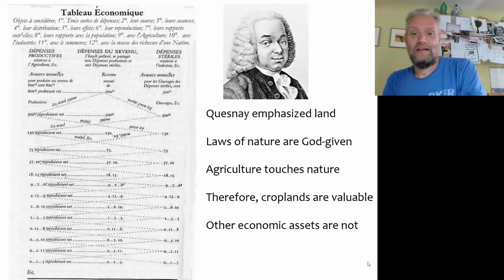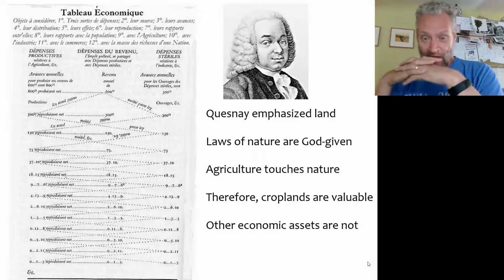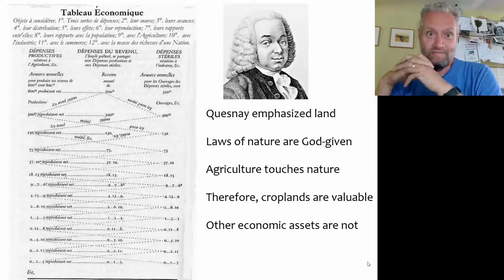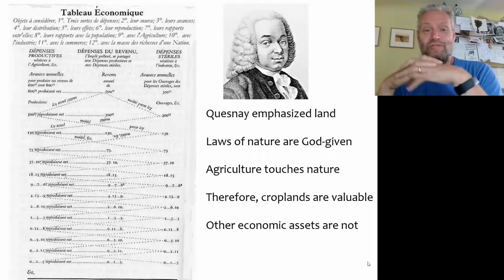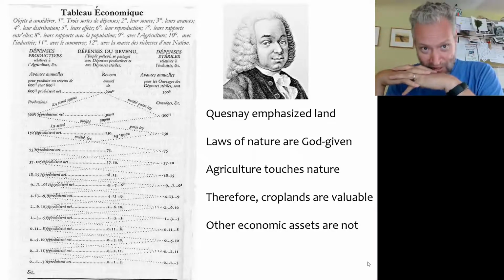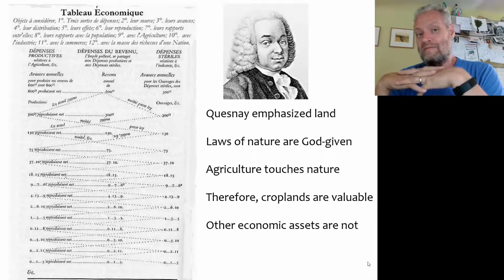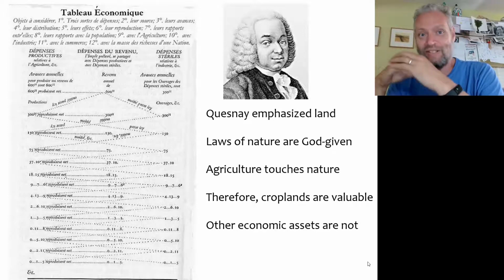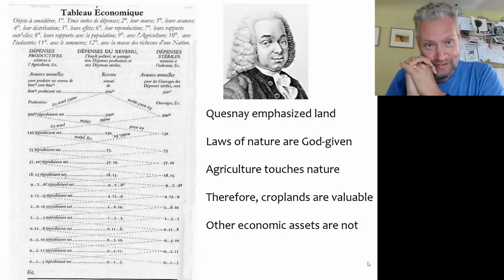Quesnay disagreed with that. He argued that the value of something equals the amount of land that is contained in that particular something. He actually went back a bit in time before Petty and argued that God created the earth, the laws of nature are God's given, and our society's touching point, our point of interaction with nature is agriculture.